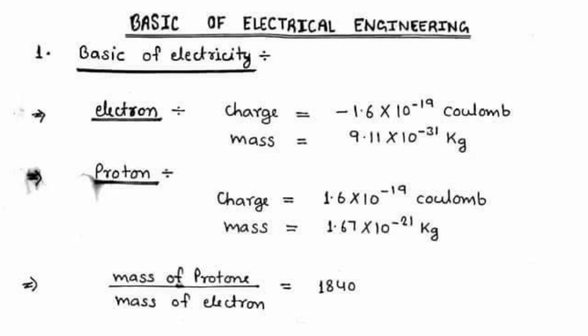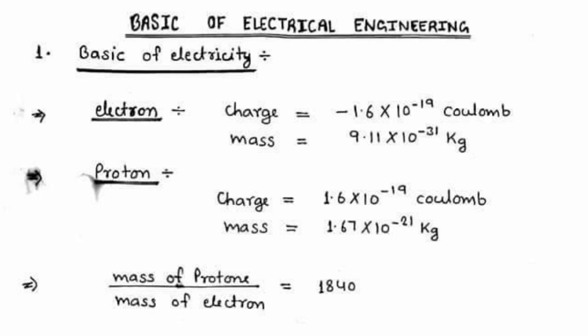Basics of electricity. First, what is electricity? The flow of electrons is called electricity. Electron, a charge. What is the charge of an electron? Electron has a negative charge of 1.6 into 10 power minus 19 coulomb. In earlier days you studied this, but remembering all formulae in one file is important for you. Mass of electron is 9.11 into 10 power minus 31 kg.